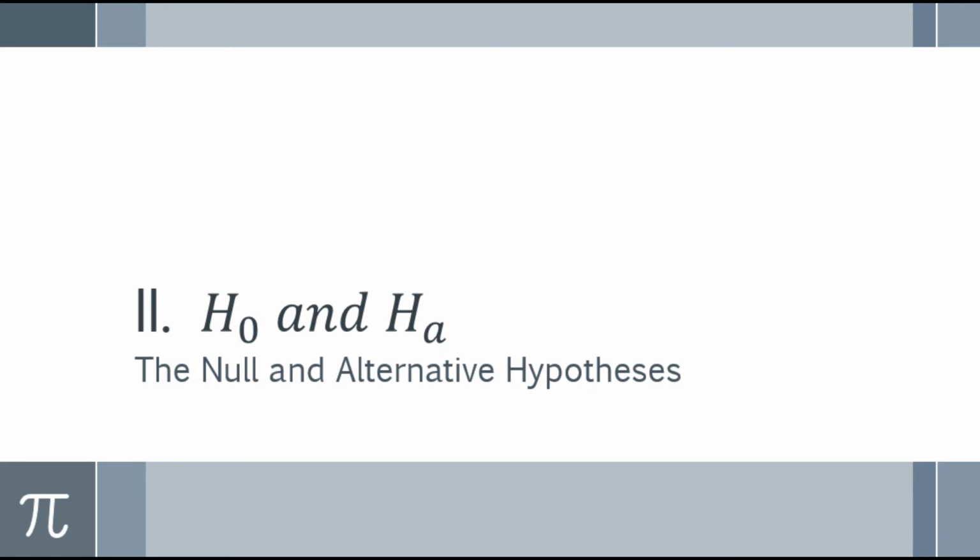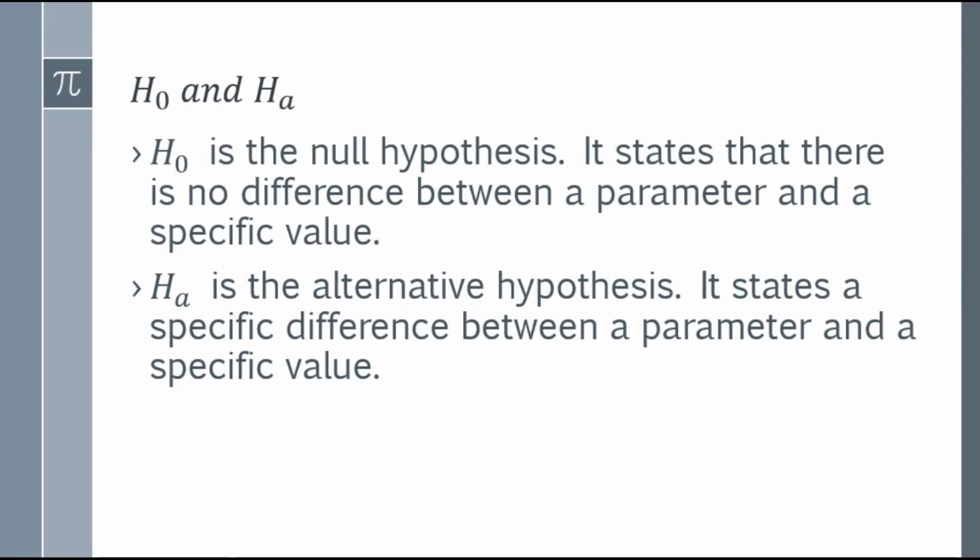Okay, so let's continue. Ano ba itong null hypothesis pati alternative hypothesis? Ang null hypothesis, it states that there is no difference between a parameter and a specific value. Ang alternative hypothesis naman, it states that there is a specific difference between a parameter and a specific value. I'll give examples, don't worry.